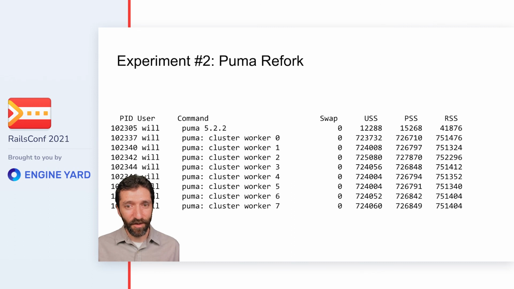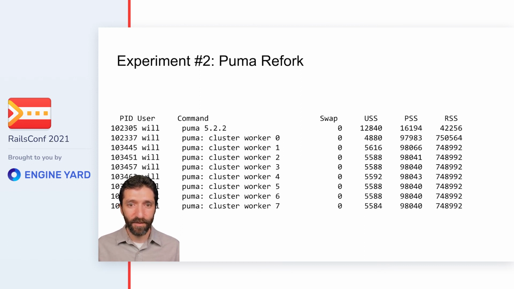This is the cluster after the first run of work. You can see each worker's PSS is about 726 megabytes, and most of that is unshared, or USS. And here's the view immediately after running Refork. You see the RSS is still just as high, but the PSS is much lower, under 100 megabytes per process, and the unshared amount, or the USS, is tiny. It's only around 5 megabytes per process.